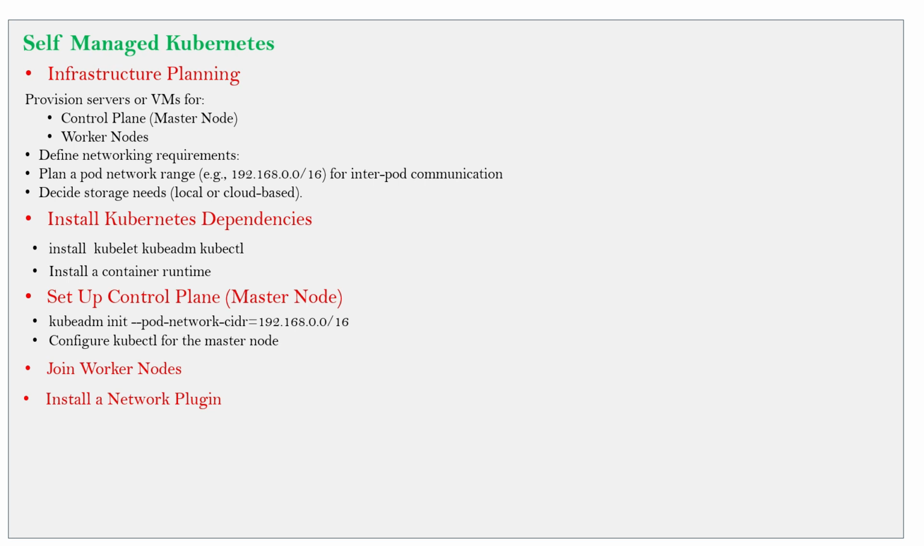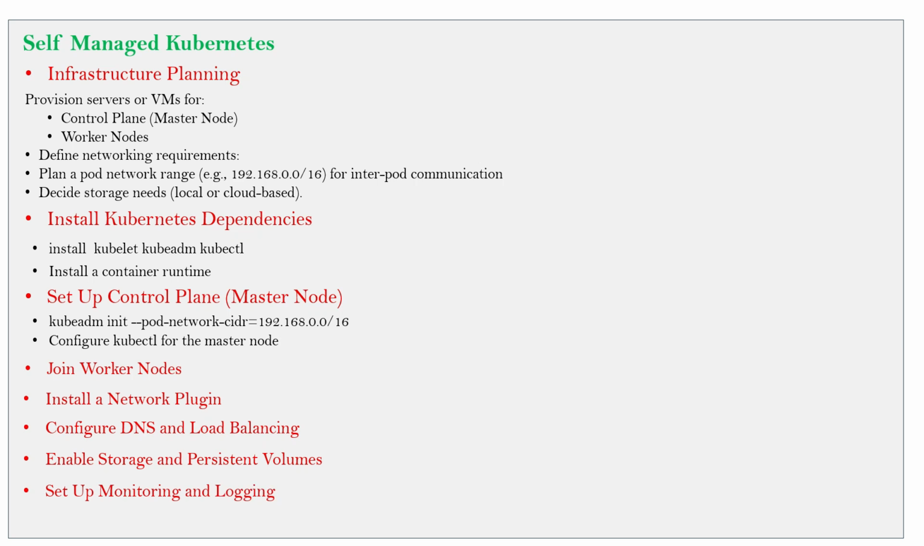And then you take care of the network plugins. These network plugins allow your different pods to communicate with each other when they are on different nodes, that means on different virtual machines or different physical servers. So you have to configure the network plugins. Then you have to configure DNS and load balancing for your workloads. Then you have to enable storage and persistent volumes for your Kubernetes cluster and worker nodes. You have to set up monitoring and logging. You have to set up access control and security.